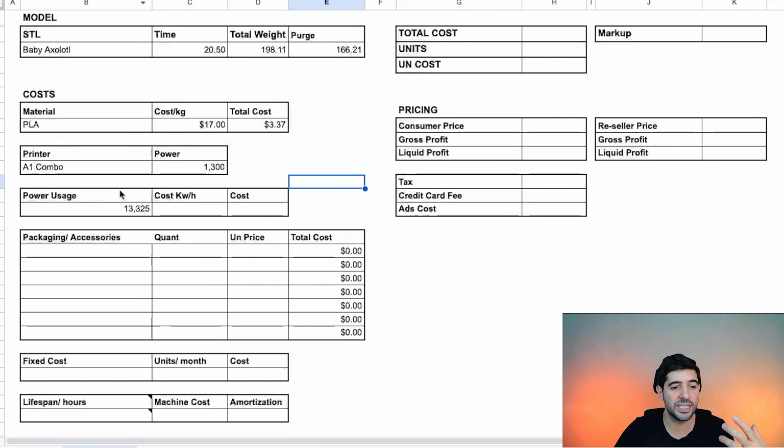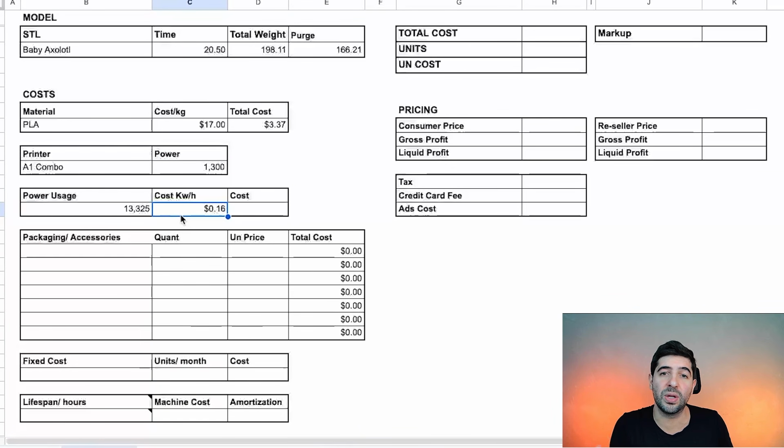Okay, so here is the total power usage, and then you have to put the cost per kilowatt hour of the place that you live in. I'm guessing. I took an average. I went online, I researched, and I got 0.16 cents. It might be inaccurate, so put your cost per kilowatt hour. Okay, and then it's going to give your total electricity cost, which in this case was $2.13.